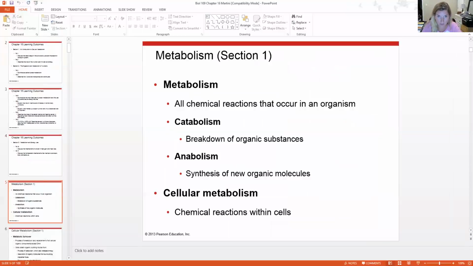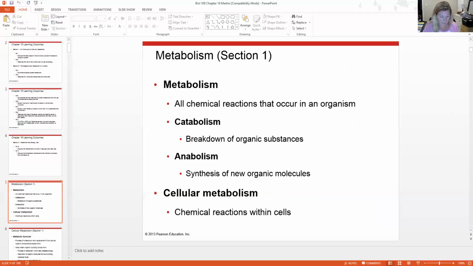Let's define some terms. First of all, metabolism. Metabolism is all of the chemical reactions in an organism. It's composed of two types. There's the breaking down reactions, which are the catabolic reactions, your catabolism, and the anabolic reactions, or the anabolism. This is the making. So you have the breaking and the making, and those make up all of the chemical reactions, which is your metabolism.